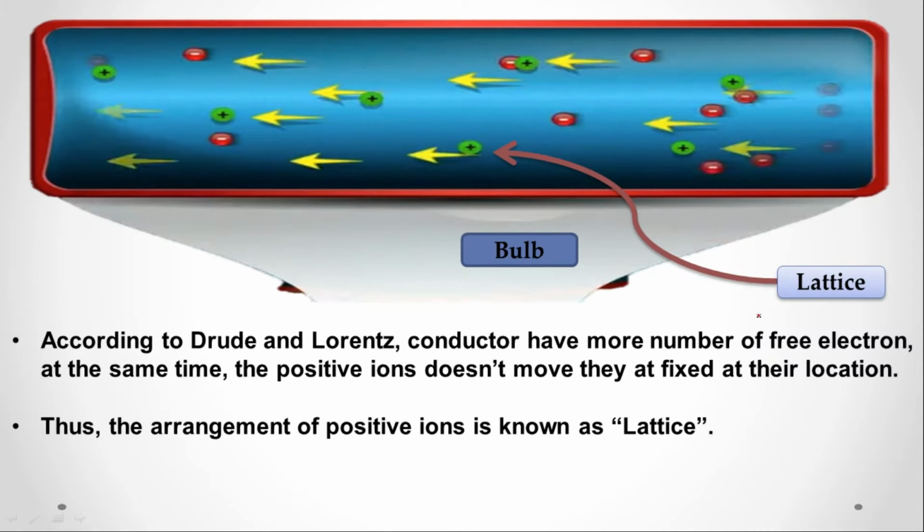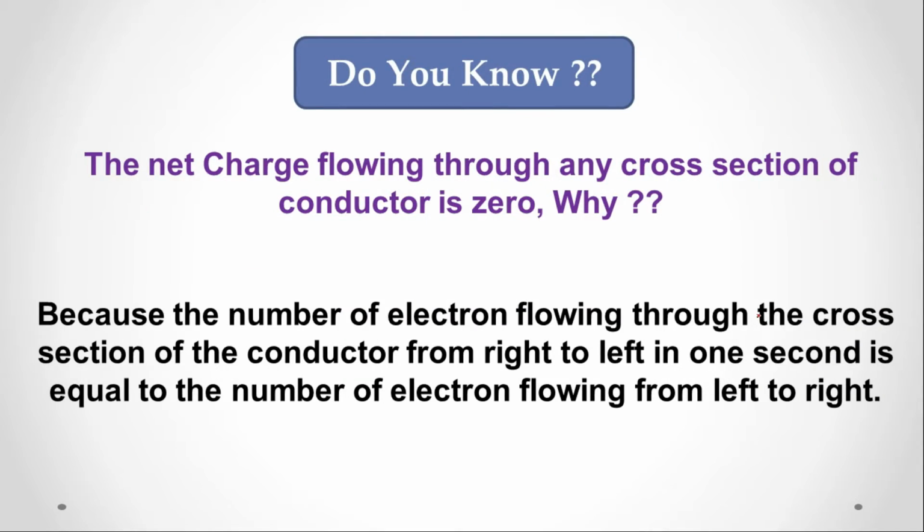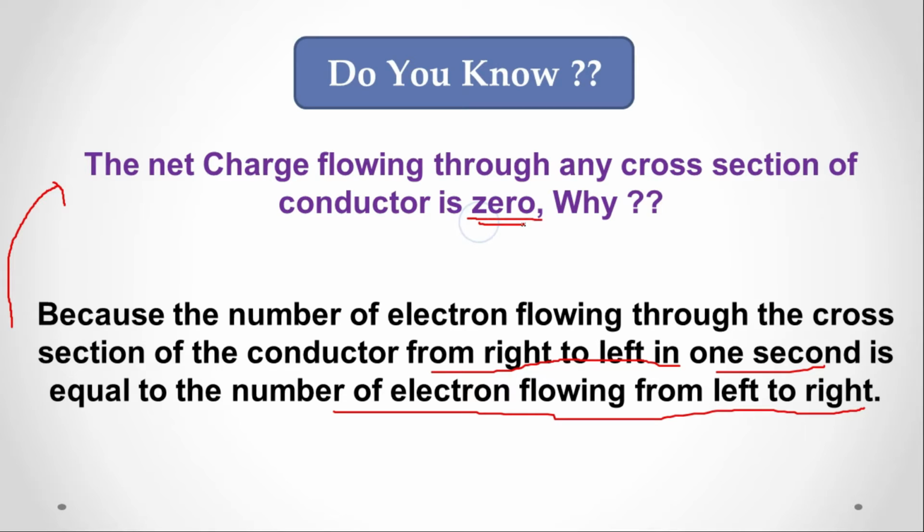You can see here. Do you know the net charge flowing through any cross section of a conductor is 0? Why? Because the number of electrons flowing through the cross section of a conductor from right to left in 1 second is equal to the number of electrons flowing from left to right. Due to that, the net charge flowing through any cross section is 0. This might be asked in a 1 marker question.